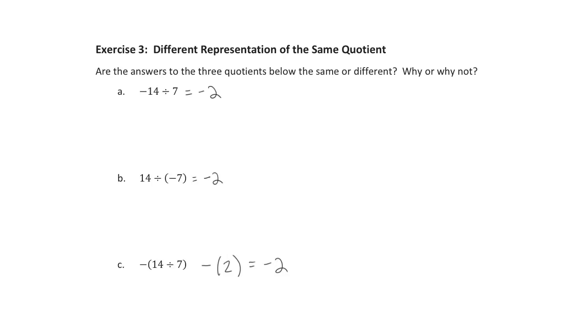The answers to this problem are all the same. We have negative 2. In part C, the negative in front of the parentheses changes the value inside the parentheses to its opposite. The value in the parentheses is 2, and the opposite of 2 is negative 2.